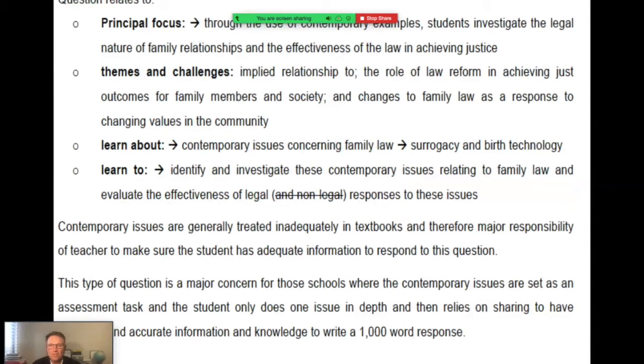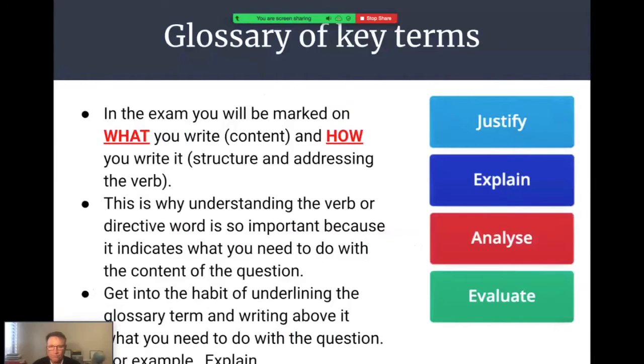This slide shows you an extract directly from the syllabus talking about the principal focus, the themes and challenges, the Learn About and the Learn To. When you go into each part of the syllabus areas, you need to look very specifically at each of these 4 areas. Too many students focus too heavily on the Learn About areas and neglect the other 3 important areas where questions can be taken from.